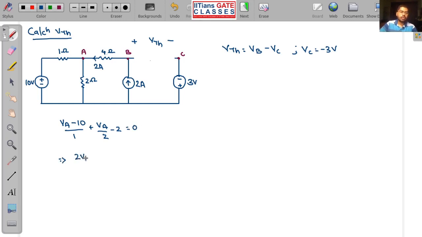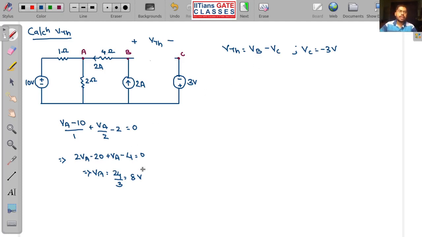So this will be 2 VA minus 20 plus VA minus 4 equal to 0. So VA comes out to be 3 VA is equal to 24. So VA is 24 by 3, that is 8 volts. Okay. So VA comes out to be 8 volts.